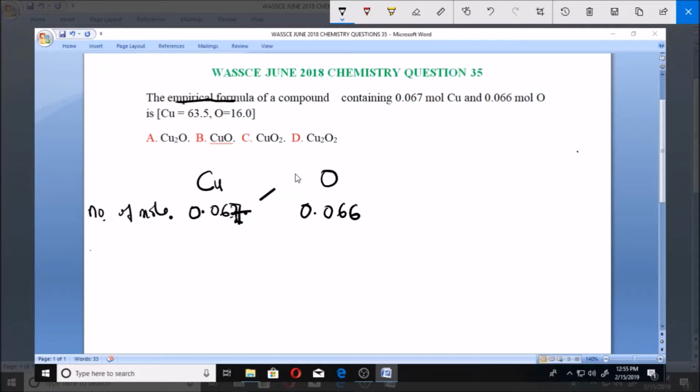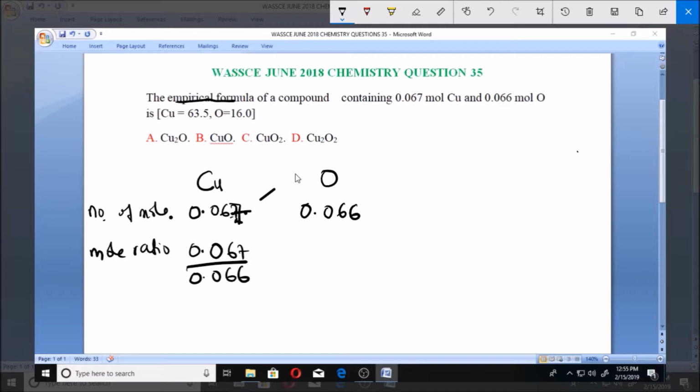Now we are going to check out the mole ratio. You get the mole ratio by dividing by the smallest value in the two that you're comparing. You can see that 0.066 is smaller than 0.067, so we're going to divide through by 0.066.